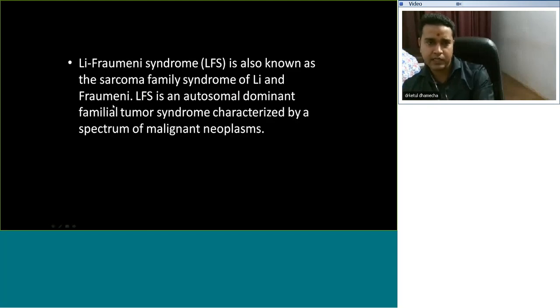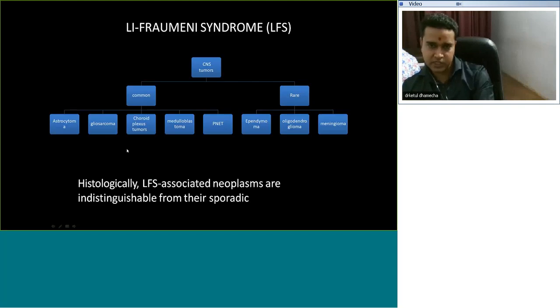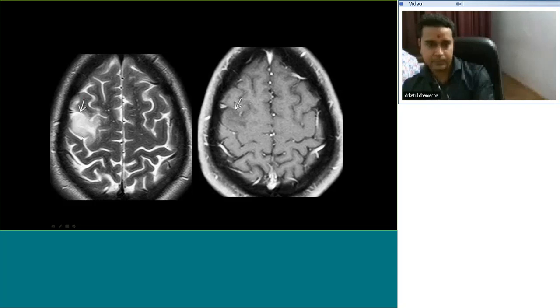Among less common varieties, Li-Fraumeni, also known as the sarcoma family syndrome of Li and Fraumeni, is an autosomal dominant familial tumor syndrome characterized by a spectrum of malignant neoplasms. The CNS tumors are astrocytoma, gliosarcoma, choroid plexus tumor, medulloblastoma, PNET, a very rare variety of ependymoma, oligodendroglioma, and meningiomas.